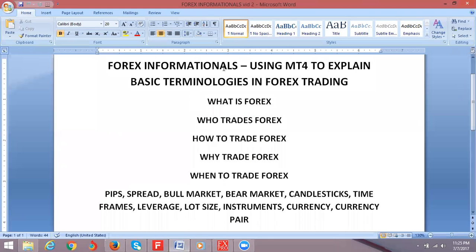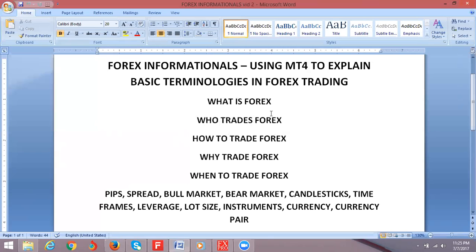Now, we are going through Forex Informationals. That is using the MT4 platform to explain basic terminologies in Forex. Already we know what Forex is. Forex is trading currencies. So we can have the dollar against the euro or the pound against the yen. So who trades Forex? Anyone can trade Forex. It could be an institution like a bank, an insurance company, a hedge fund.